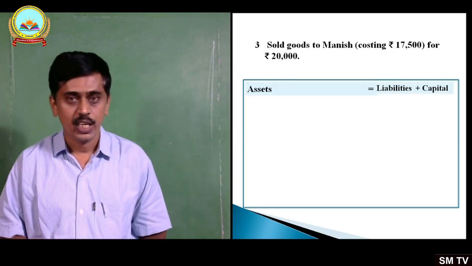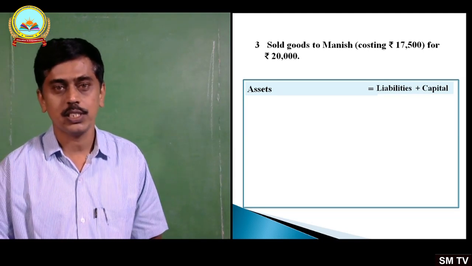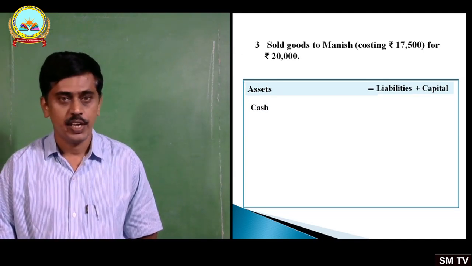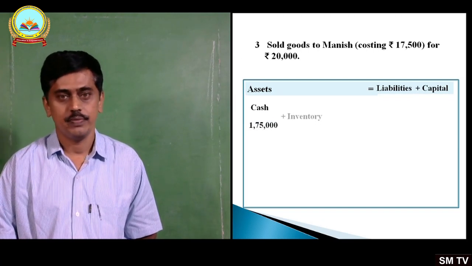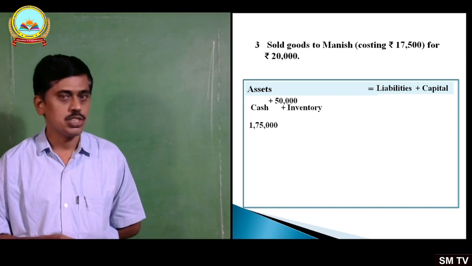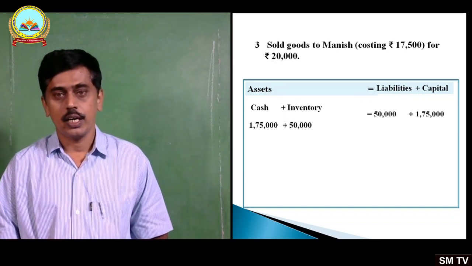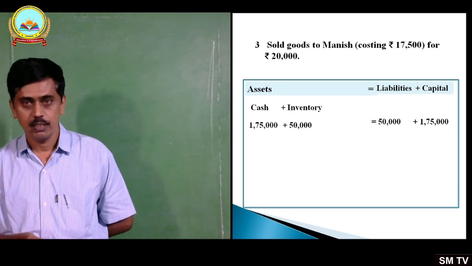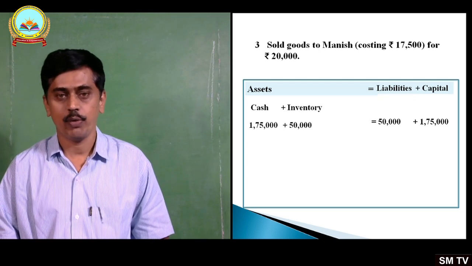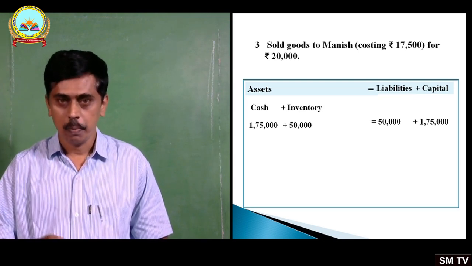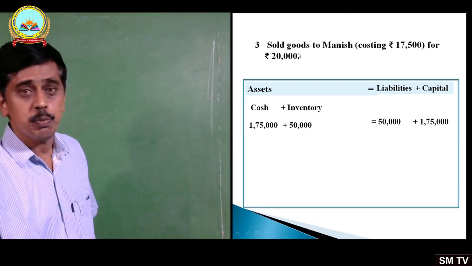Assets equals liabilities plus capital. What are the assets? Cash, how much? 1,75,000. Inventory, how much? 50,000, isn't it? Next, creditors, 50,000. Capital, 1,75,000. This is the present position or position before the happening of this particular event.